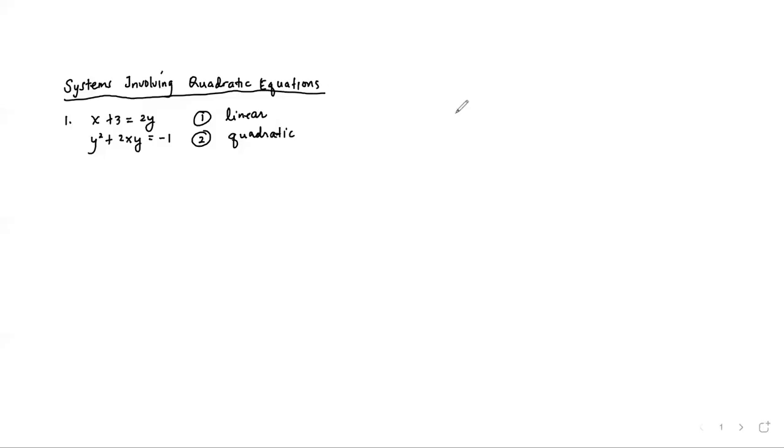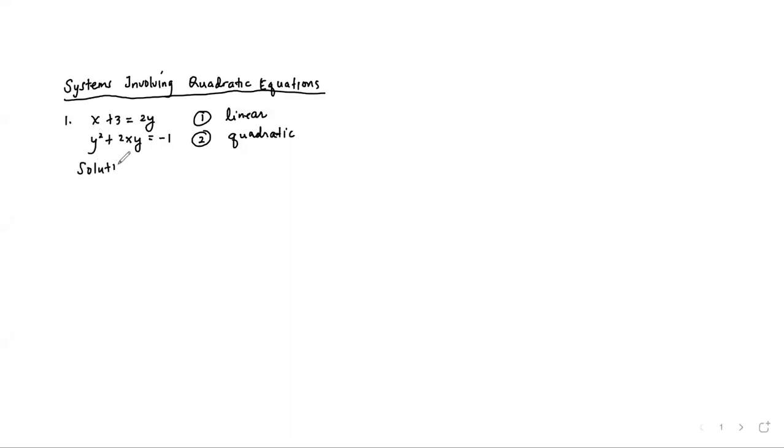Hello everyone. In this video, we shall discuss how to solve systems involving quadratic equations. For our first example, we have the system x plus 3 equals 2y, which is linear in both x and y. It is linear because the degree of the equation is 1. It's linear in x and linear in y. And the second equation is y squared plus 2xy equals negative 1. And this equation is quadratic in the variable y.